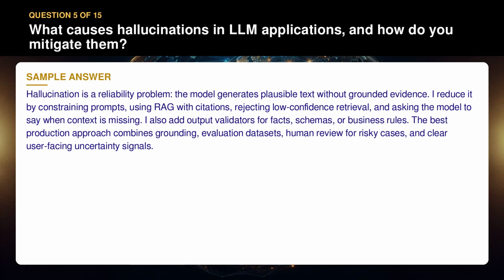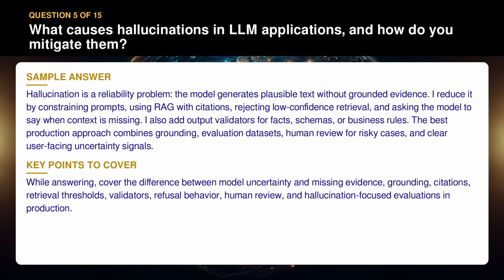The best production approach combines grounding, evaluation datasets, human review for risky cases, and clear user-facing uncertainty signals. While answering, cover the difference between model uncertainty and missing evidence, grounding, citations, retrieval thresholds, validators, refusal behavior, human review, and hallucination-focused evaluations in production.